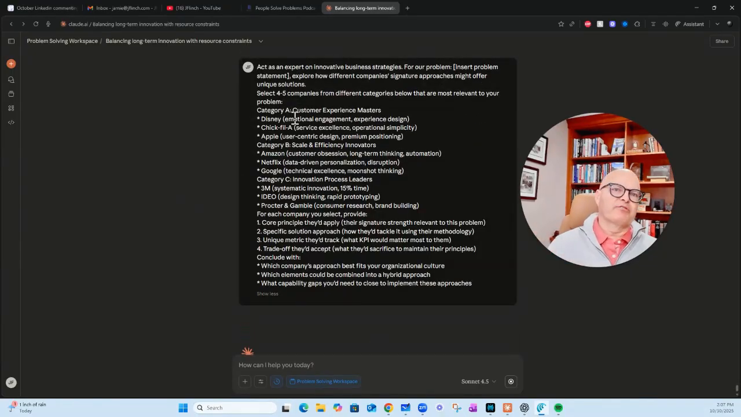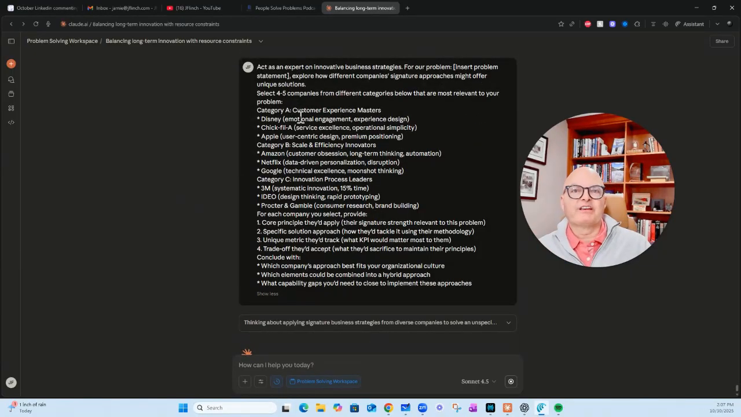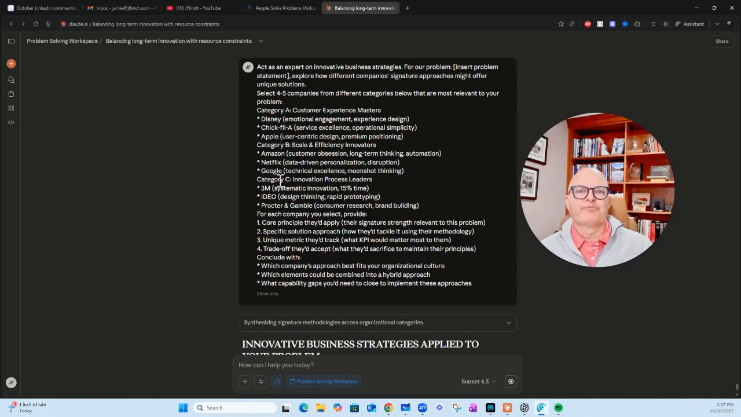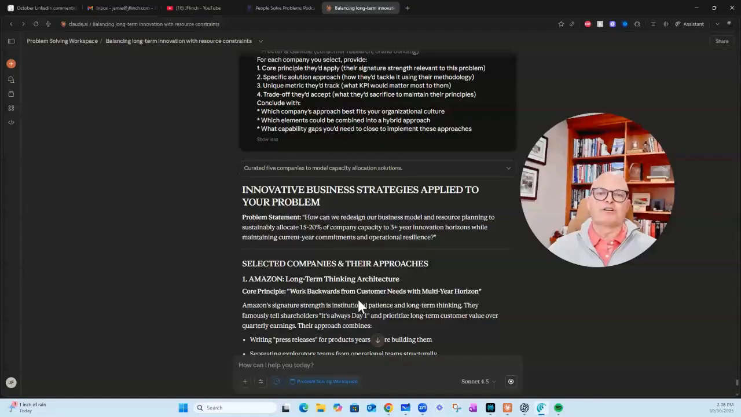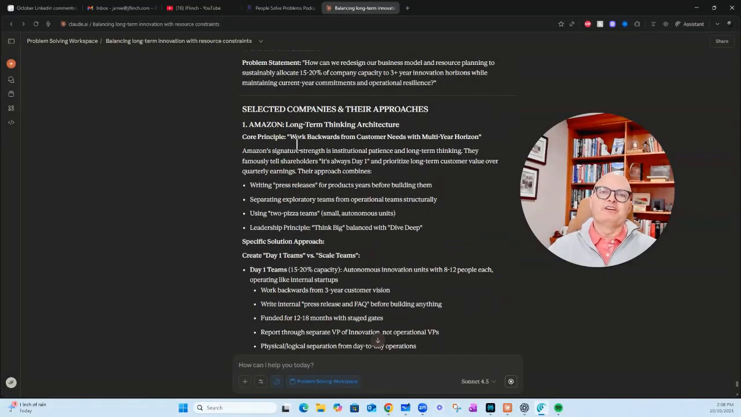So it's in 3 categories. Disney, Chick-fil-A, Apple, customer experience companies; scale and efficiency innovators, Netflix, Amazon, Google; and innovation process leaders, 3M, IDEO, Procter & Gamble. So you can put in anybody you want, any companies you admire that have enough information about how they work. I'm not going to go through these, but I'll just pick one.